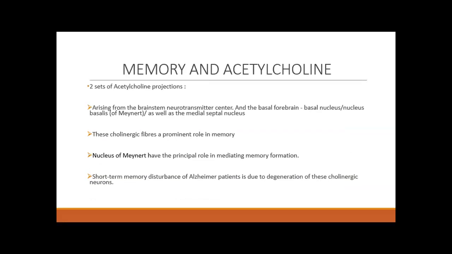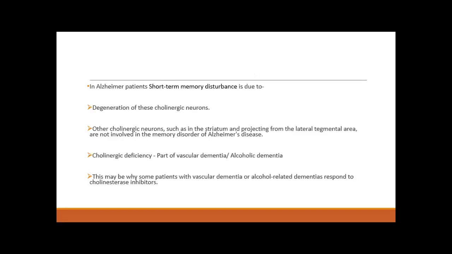Now, memory and acetylcholine. Two sets of acetylcholine projections, one arising from the brainstem neurotransmitter center and the other from the basal forebrain: the basal nucleus, or nucleus basalis of Meynert, as well as the medial septal nucleus. These cholinergic fibers play a prominent role in memory. The nucleus of Meynert has the principal role in mediating memory function. In Alzheimer's patients, short-term memory disturbance is due to degeneration of these cholinergic neurons.